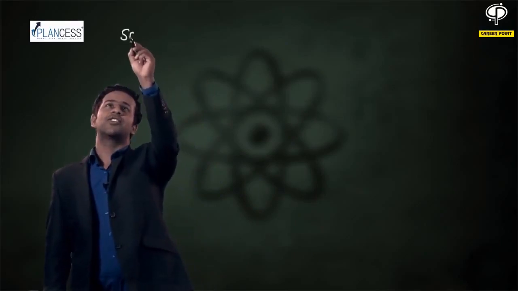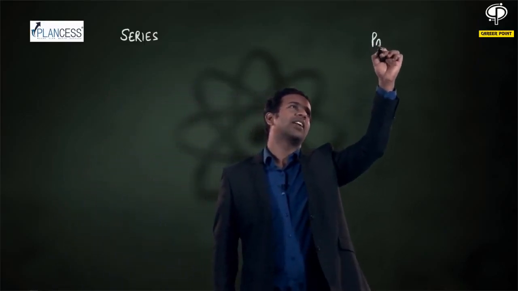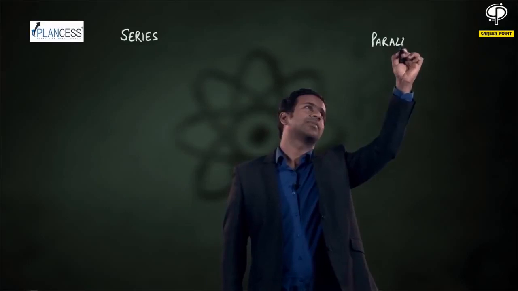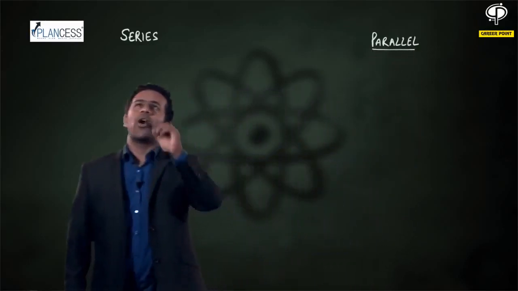Hello again. In this lecture, we will learn how to find equivalent resistance. Now, we will look at two types of combinations. The first is called a series combination and the second is called parallel combination. We will identify these combinations and see the difference between them. So let's start with the series combination.